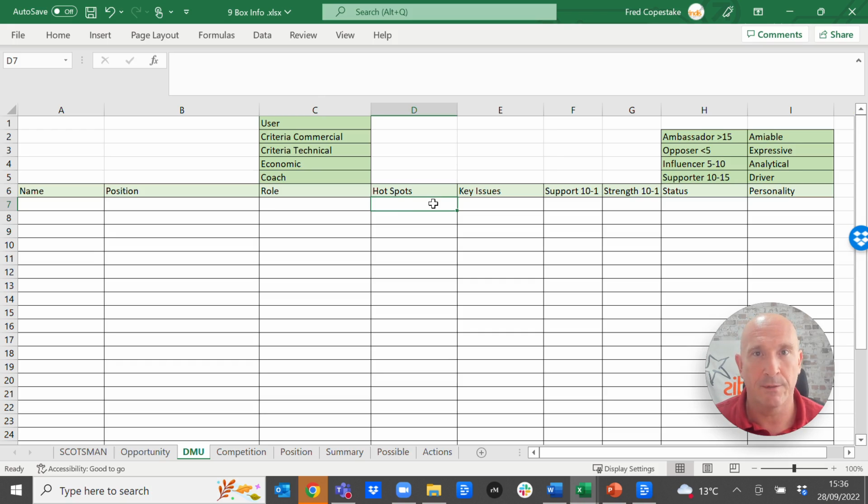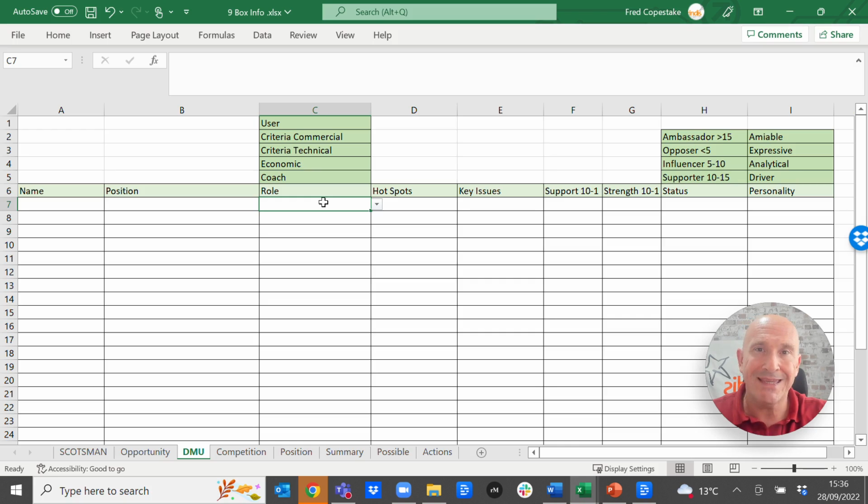But otherwise, what we can do is work through thinking who the person is, what's their position, what's their job. Then we think about what's the role that they're playing in the sale. So are they someone who's a user? They've got their hands on the actual project or the product or the service we're selling. Have they got a criteria they need fulfilling themselves? Is it a commercial criteria? Is it a technical criteria? Are they the economic buyer? The ultimate yes or no.